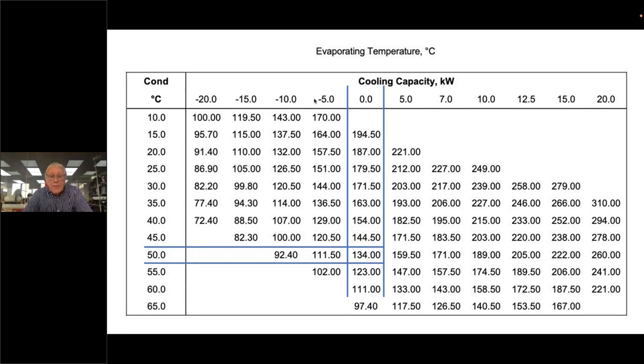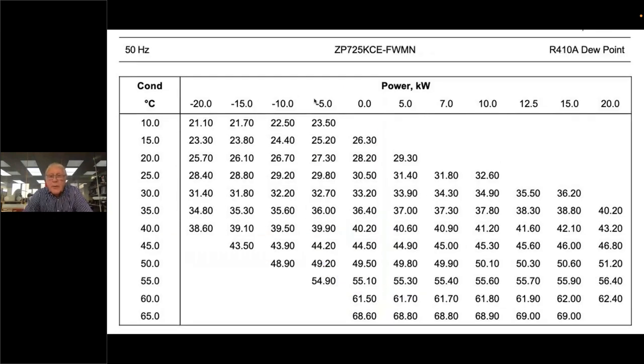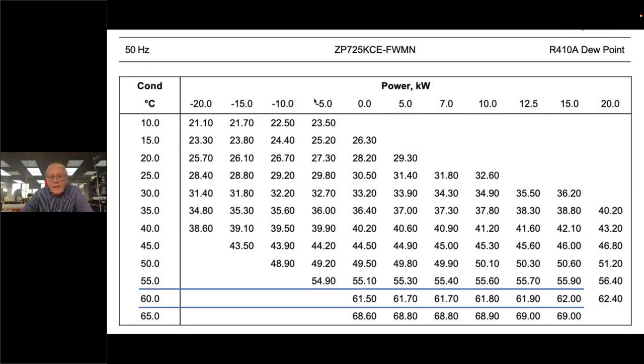Here is the power input chart, and this is really interesting. So again, it shows the evaporating temperature range across the top. It shows the condensing temperature range down the left-hand side. And then if we plot at 60 degrees C condensing the power input, you can see that the power input changes very, very little as the evaporating temperature goes up. So the impact of evaporating temperature is not that great. In fact, I'll go back to that slide.